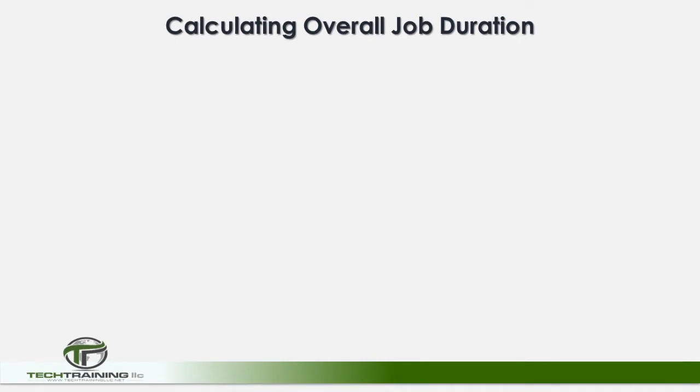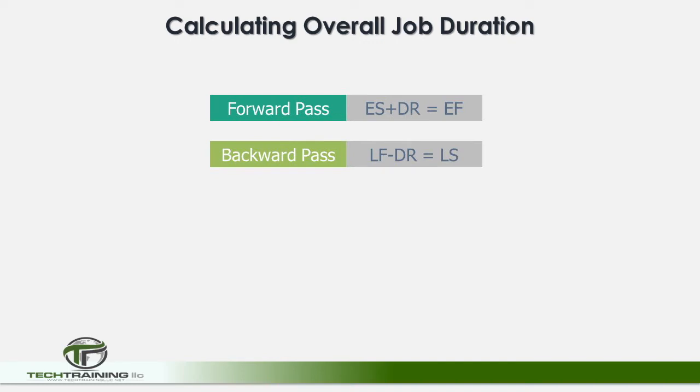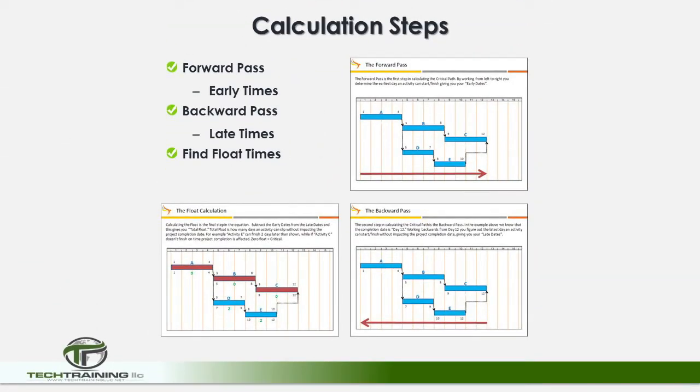Now here we see the calculations. The forward pass is the early start plus the duration equals the early finish of the activity. The backward pass would be the late finish minus the duration equals the late start of the activity. And finally, to check the total float, it is the late start minus the early start. The forward pass calculates the earliest times that any task can begin, while the backward pass calculates the latest time that any task can begin.